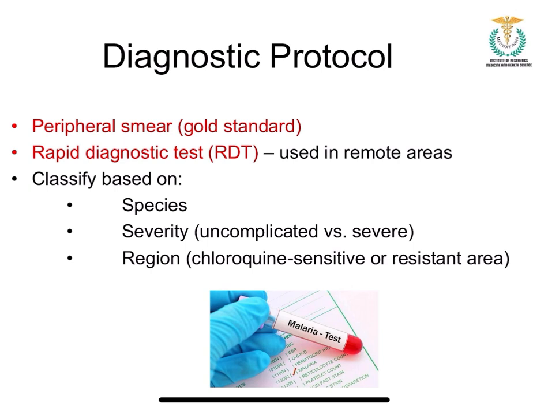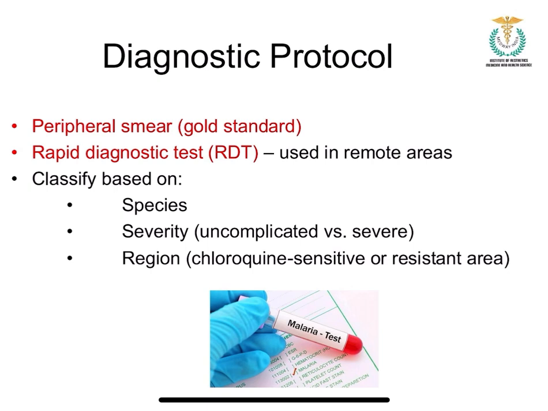And then region: there are regions that are chloroquine sensitive, and then there are regions that are chloroquine resistant. Right? So typically, your northeastern states are considered to be chloroquine resistant. Understand that Plasmodium falciparum is known to cause severe malaria, and it is mostly seen in areas with a lot of forests, your tribal regions, northeastern regions, eastern part of the country. Odisha is known to have a lot of Plasmodium falciparum. West Bengal is known to have a lot of Plasmodium falciparum. And the symptoms are definitely more severe.